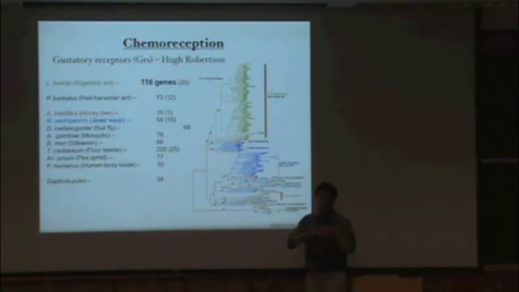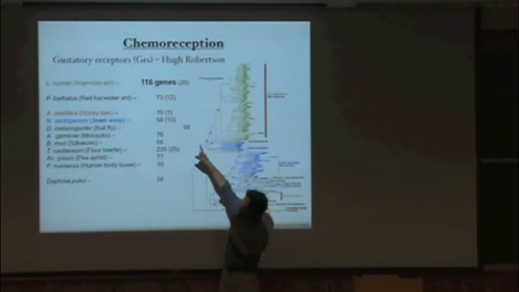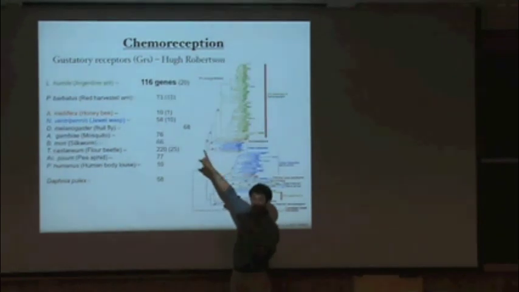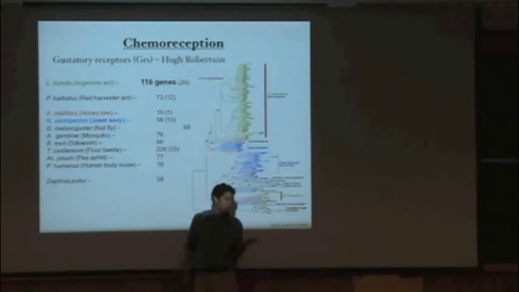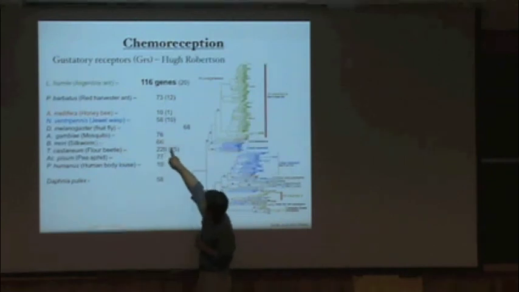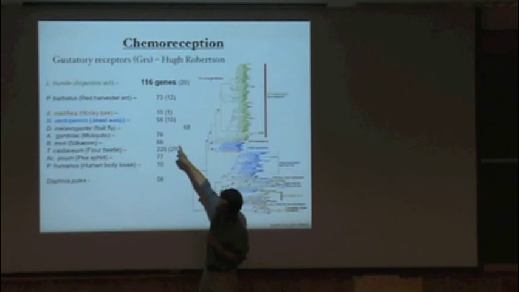There are two ways, essentially, to detect chemicals in the world. You can taste them or you can smell them. These are the taste receptors in Argentine ants. They have 116 of these gustatory receptor genes, these taste receptor genes. For reference, I've compared them to the other sequenced insect genomes, and the only one that exceeds that number is the flower beetle. Not Tetramorium, I'm coming up with the ant name. Tribolium. In many cases, you look at other things, like honeybees, which are fairly closely related to ants, in the same order, and they have only 10 of these gustatory receptor genes.